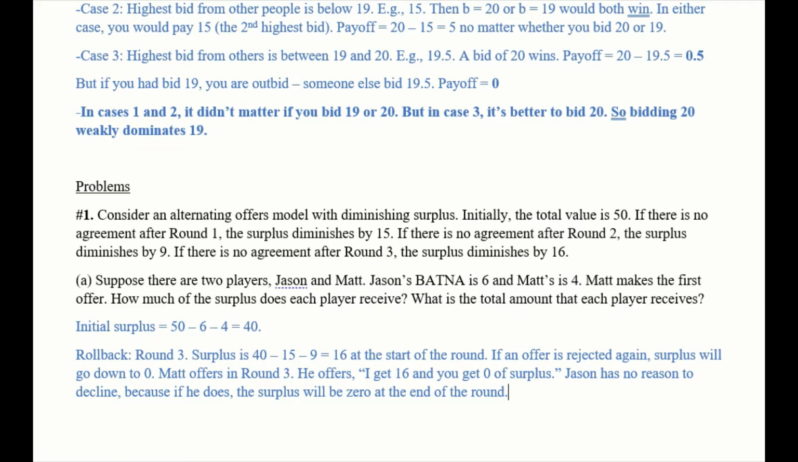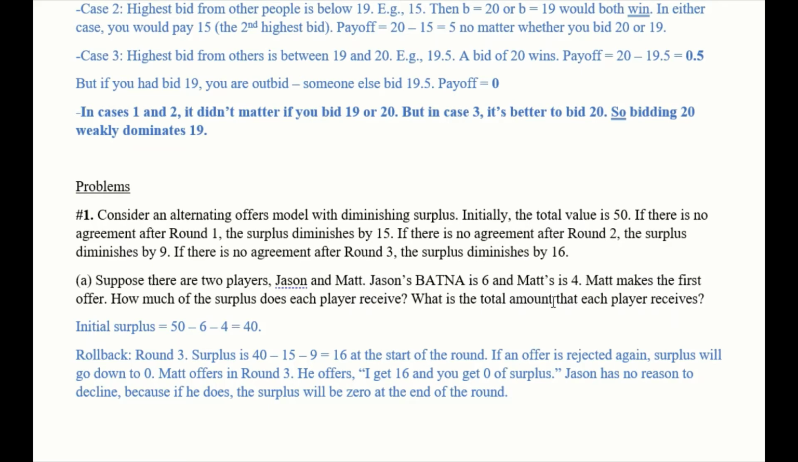It makes life a little bit easier for the calculations. We don't have to keep track of extra pennies floating around in each round. So stick with I get 16, Jason gets 0. I said that wrong earlier, but typed it out correctly though. Alright, so that's round 3.